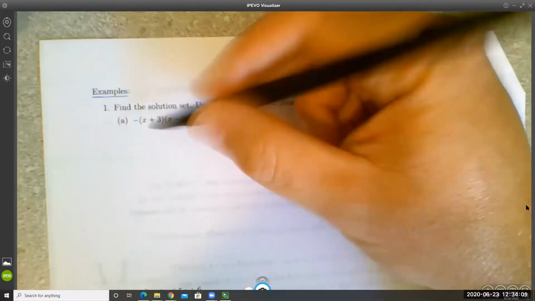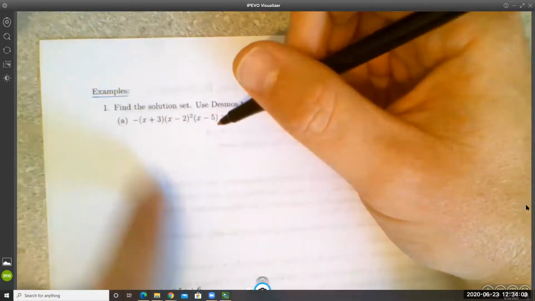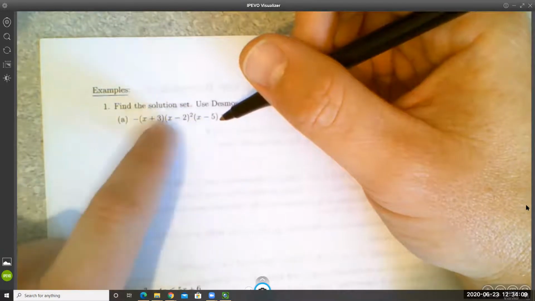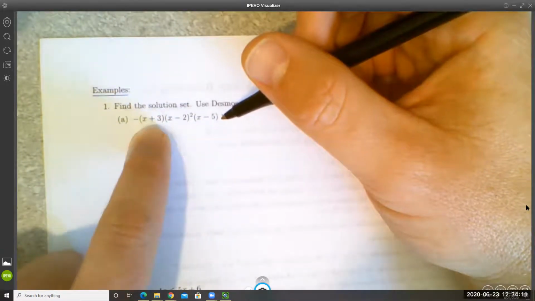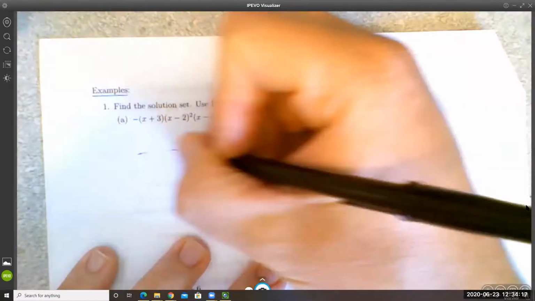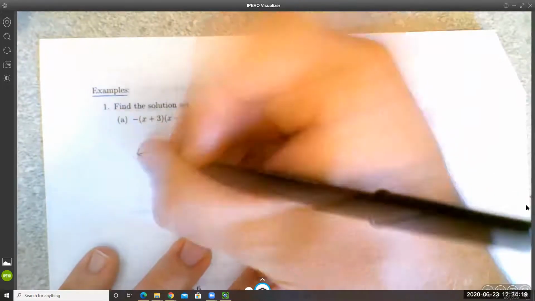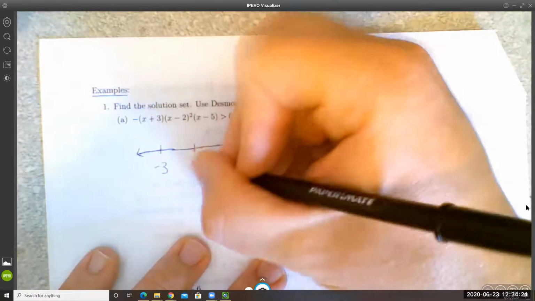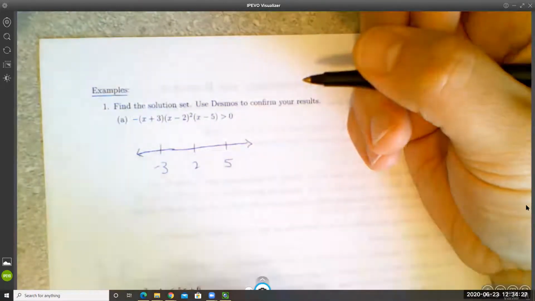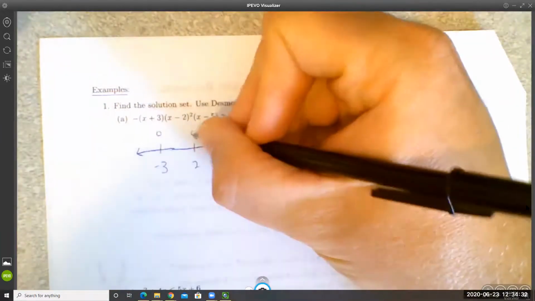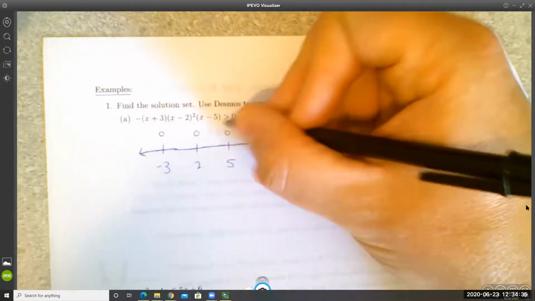This one, part A, it's already set up for us. I mean, it's already been factored. So if we want to figure out where this thing could change sign, it's going to happen where it's equal to 0. It's going to be equal to 0 at -3, +2, and +5, right? So a lot of the work here is already done for us because the factoring has already taken place. But we have -3, +2, +5. Now, unlike the previous problem, on this one, I'm going to plot each of these with an open circle because the inequality is strict, okay?